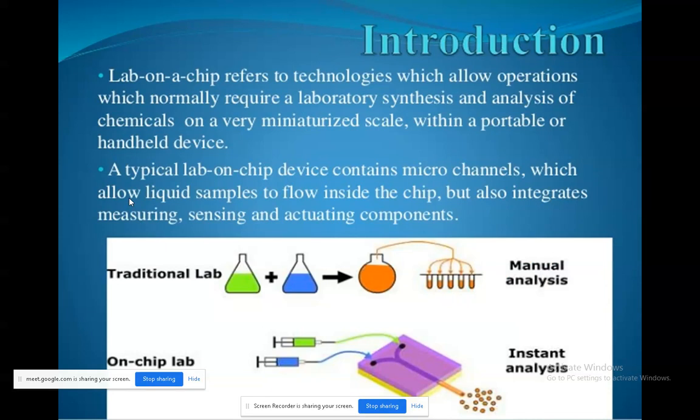The next LOC. What is LOC? Lab on a chip. Okay, lab on a chip. What does that mean? You are going to have a chip which will be having the entire lab devices. So all the things that should be in a lab will be available in one chip. That is said to be lab on a chip.